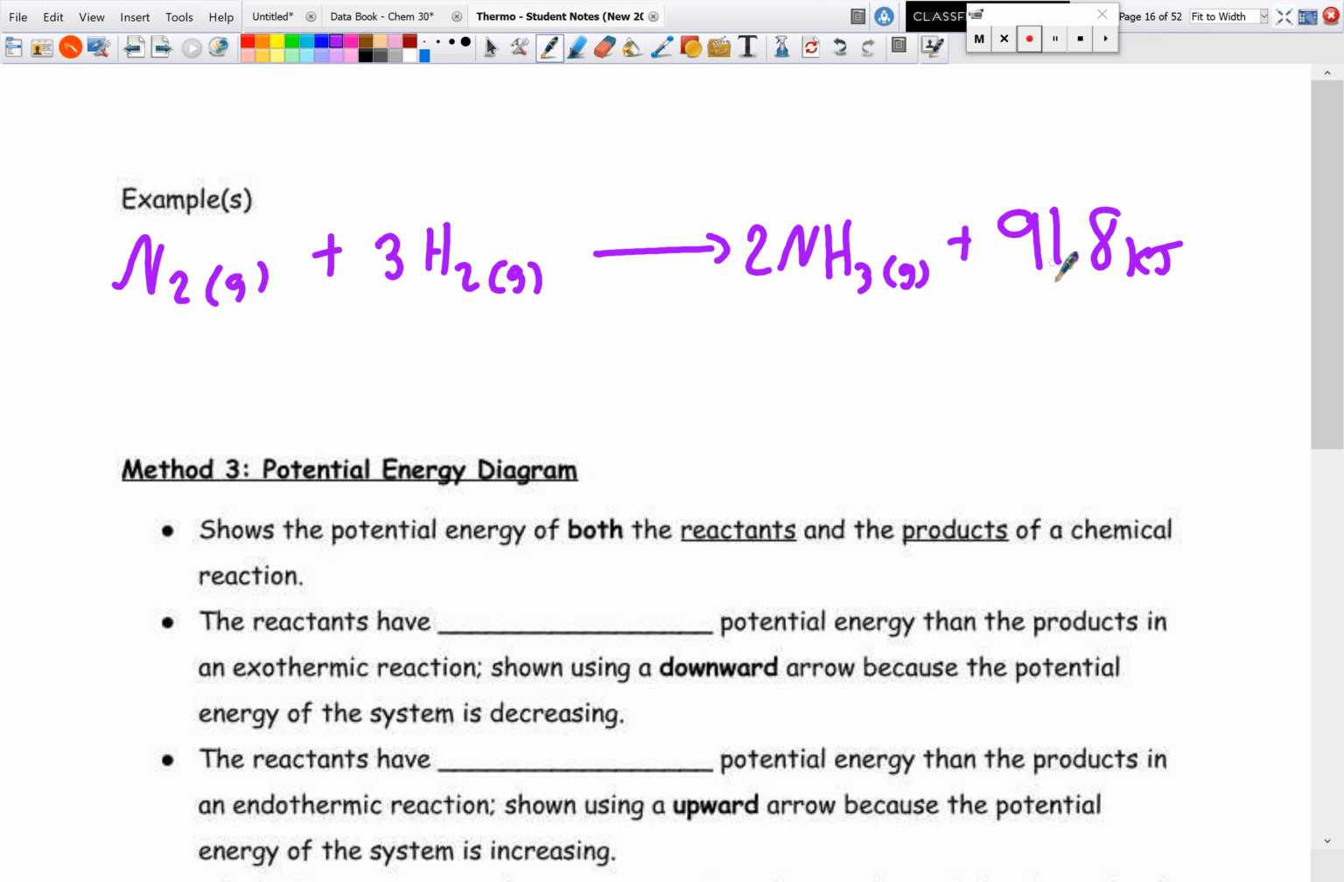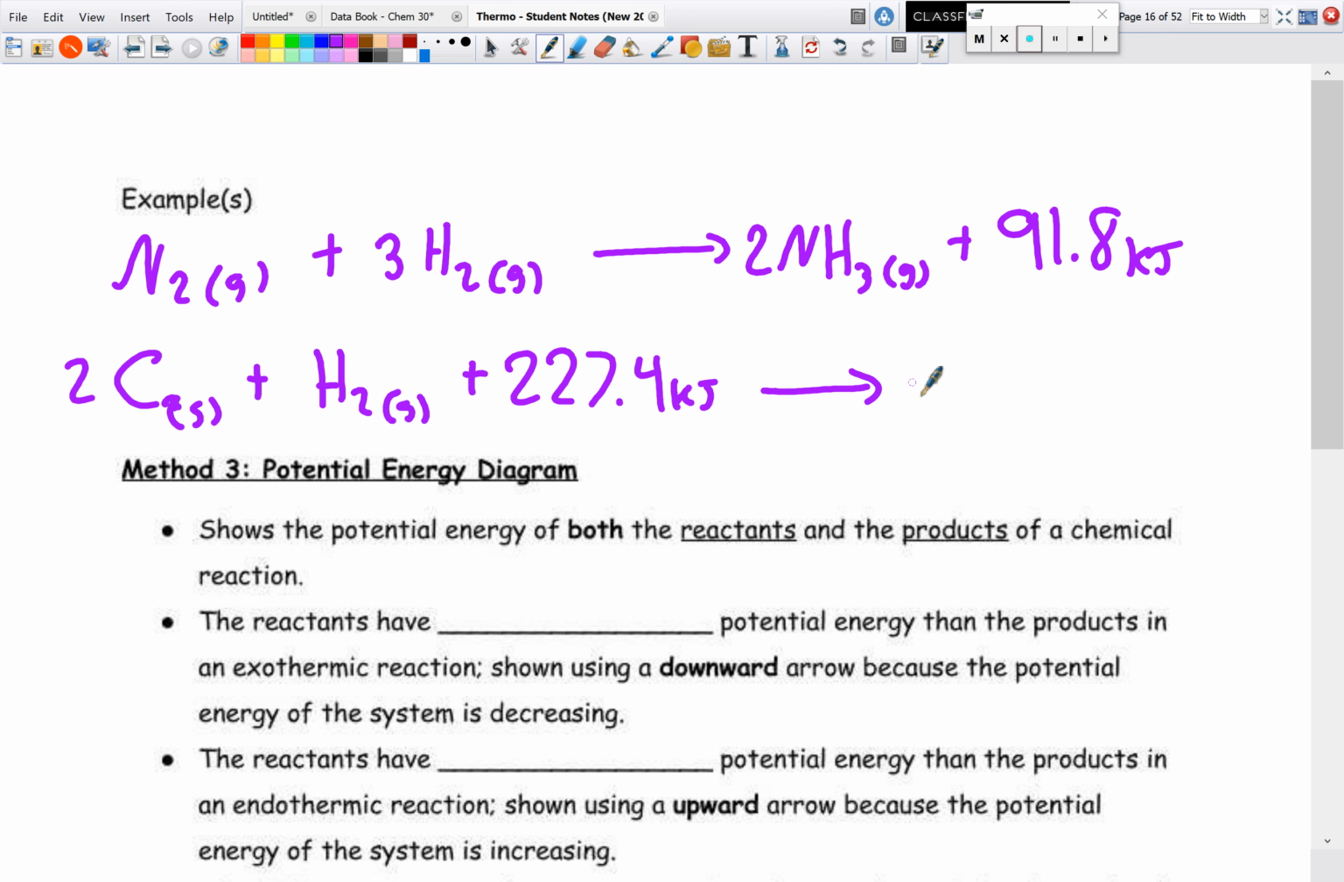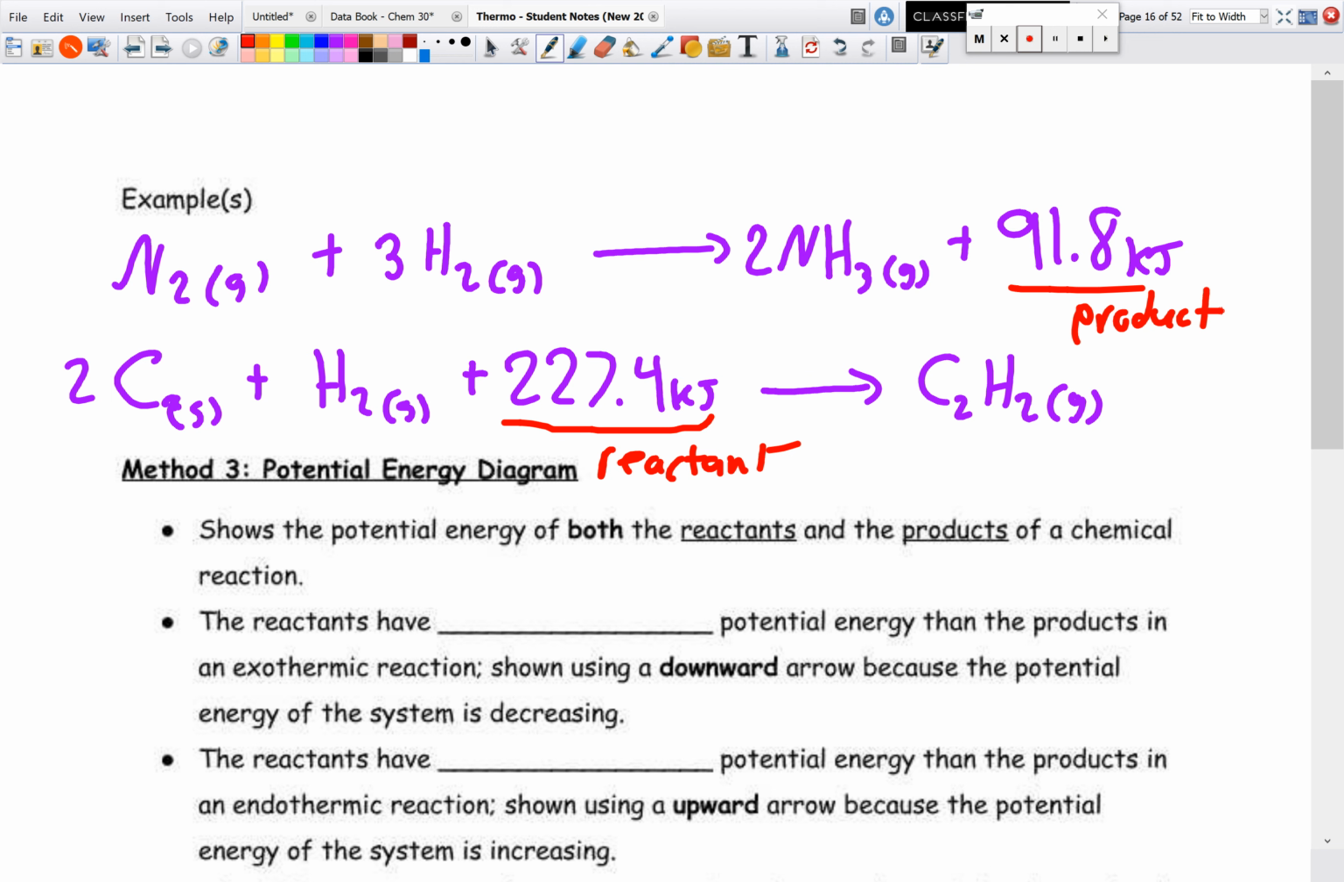Whereas my endothermic reaction, carbon plus hydrogen, I would write the energy on my reactant side, which is 227.4 kilojoules, produces my C2H2 gas. Just the fact that we have it written on the reactant side tells us it is endothermic. We've seen these before, now it's right there in front of you.